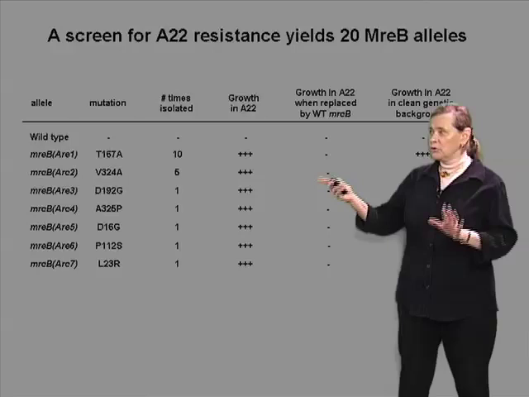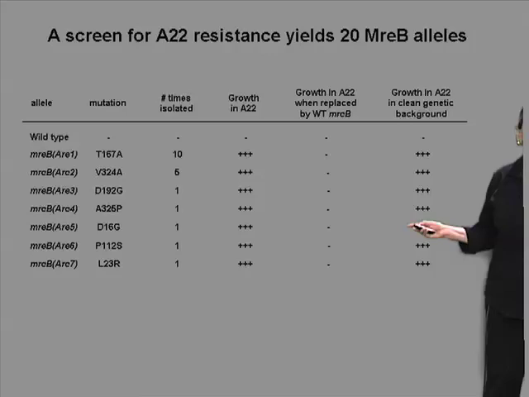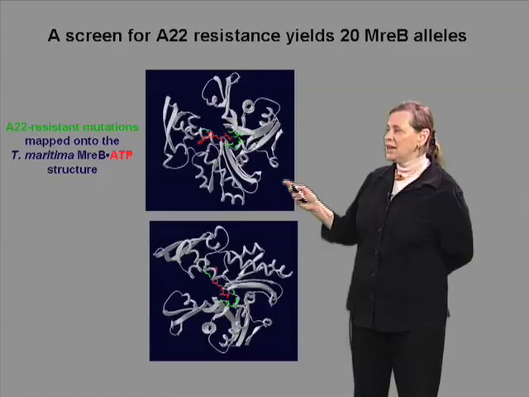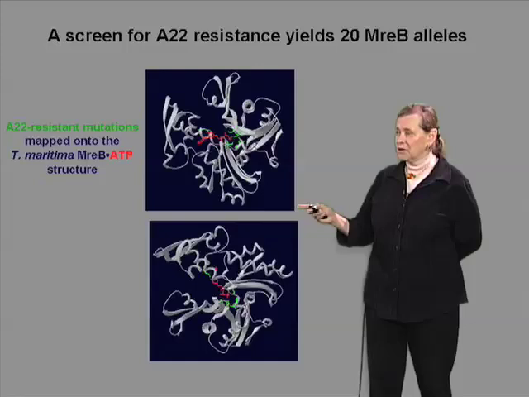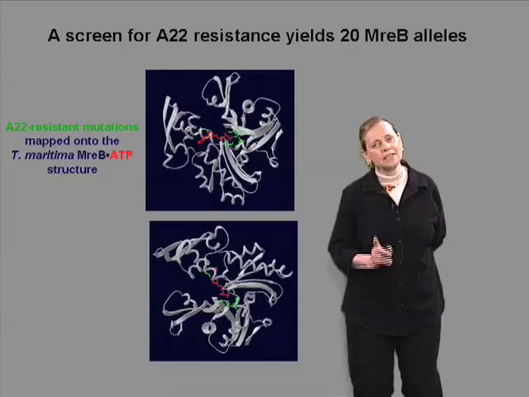And then we proved that this was true by replacing the mutant gene with a wild type gene, and you go back to sensitivity. And then we proved it in a wild type background with the mutant gene. By sequencing exactly where these genes exist on the chromosome, we were able to show that each and every one of those 20 alleles that are resistant to A22 exists in the ATP binding domain of the actin monomers. Therefore, A22 is a specific inhibitor of MreB function.